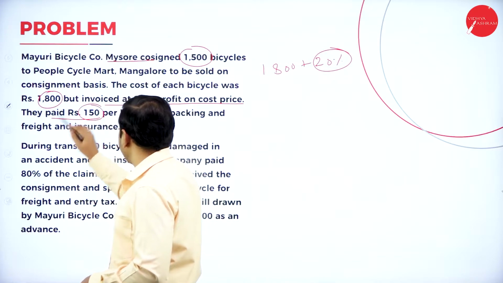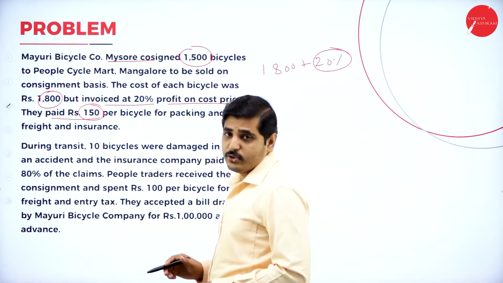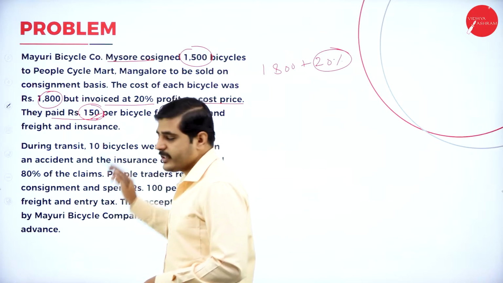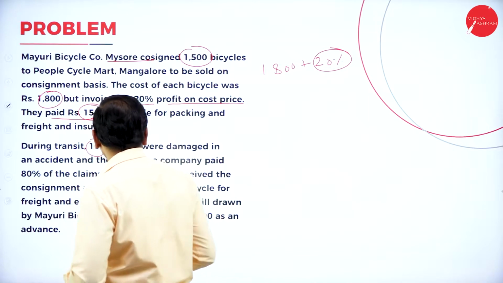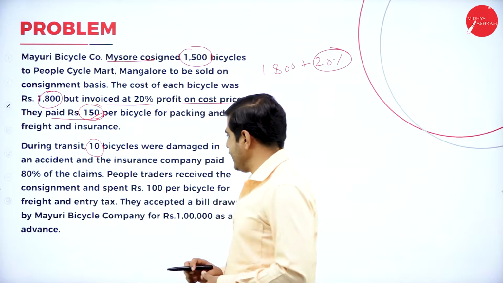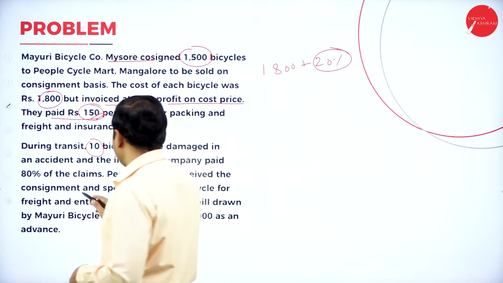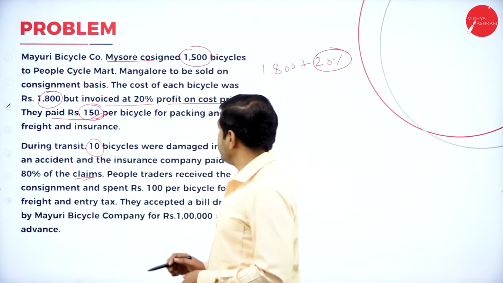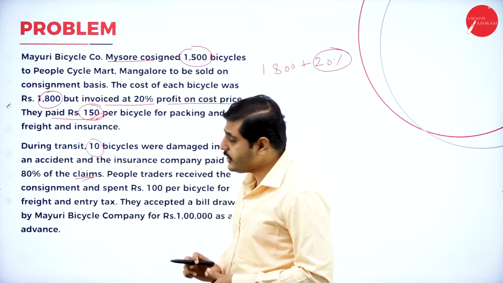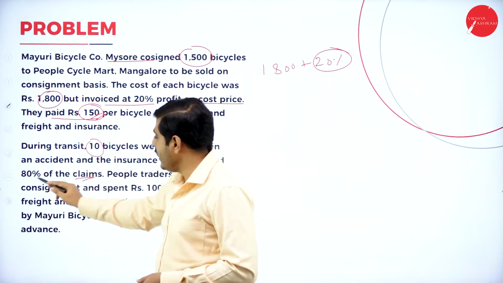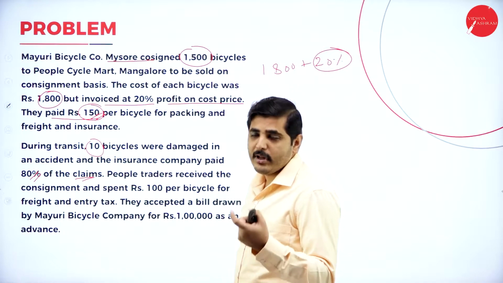The consignor paid rupees 150 per bicycle for packing, freight and insurance. So these are the expenses from the side of the consignor. During transit, 10 bicycles were damaged in an accident and the insurance company paid 80% of the claim. So out of 1500 bicycles, 10 were damaged and the insurance company is paying only 80%. The remaining 20% is called abnormal loss.